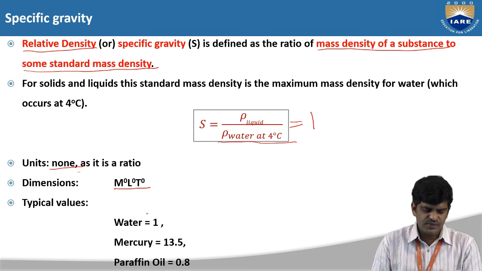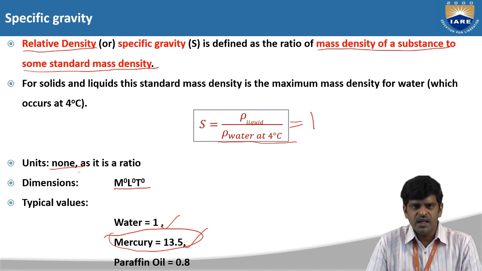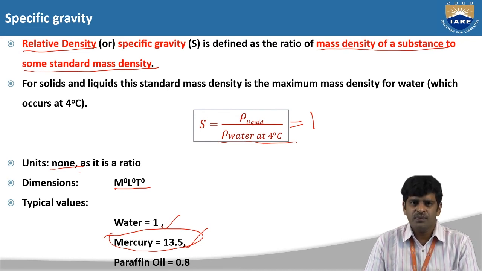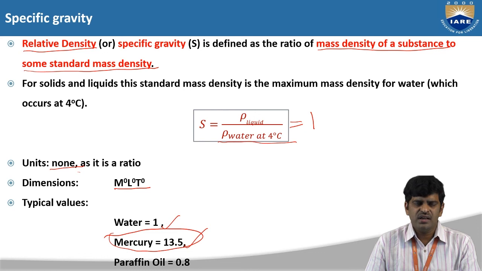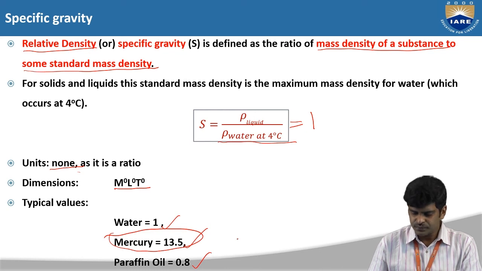Next, the typical values we need to remember: for water it is always 1, for mercury 13.5. We need to remember mercury especially, because when we do the laboratory part, we may come across different types of liquids like mercury or carbon tetrachloride or some other liquids. If you remember the specific gravities, it will be very easy for our calculation. And for oil, the specific gravity is going to be 0.8. This is a very important part which we need to focus on.